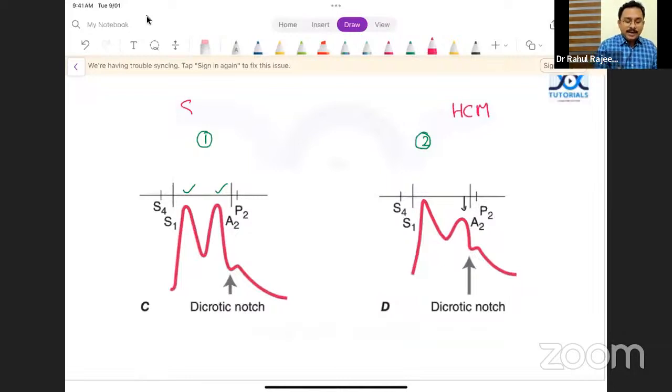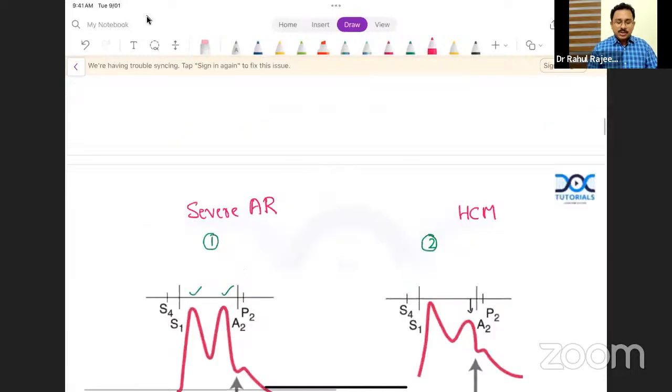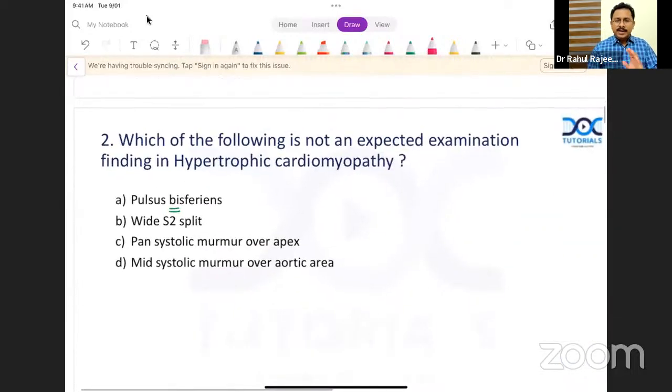Whereas pattern 1 is the typical pattern in severe aortic regurgitation as well as a combination of aortic regurgitation with aortic stenosis. So am I happy with option 1? Yes, it is an expected finding, so I am not going to pick that as the answer. What about the other options?